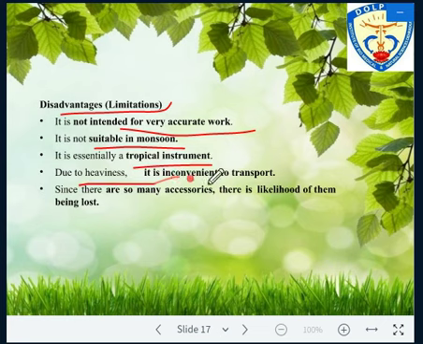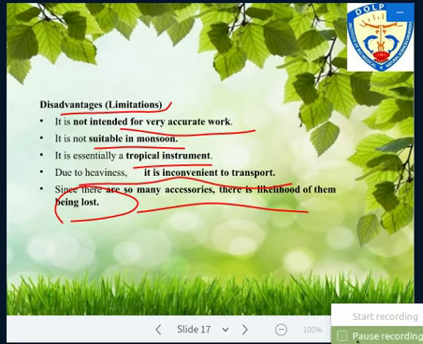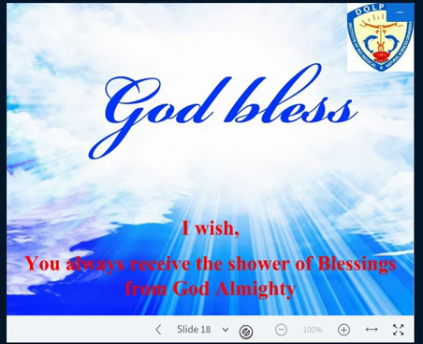Due to heaviness, it is inconvenient to transport. If you are supposed to conduct the plane table survey, we need equipment and accessories, so lots of things have to be carried. Sometimes it is very difficult to transport. And there is one more important point: there are so many accessories that they are likely to be lost. Because there are some small instruments also, the chances of loss will be more, right? So this is all for today's session.